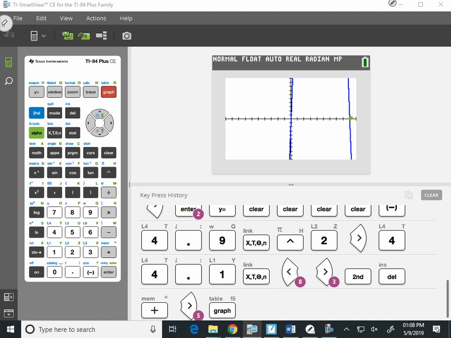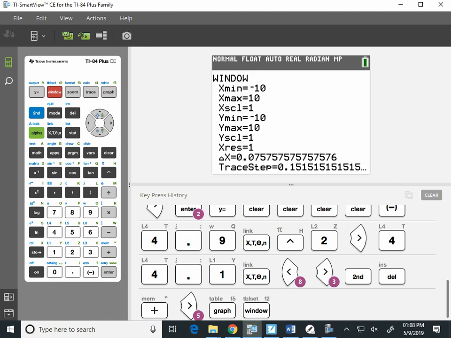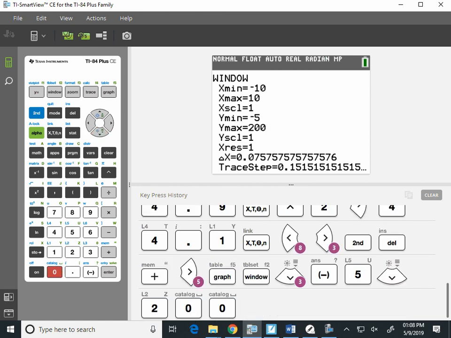I need to adjust my Y value in my window. To adjust your Y value in your window, go to Window. My X values are fine, but I'm going to adjust my Y's. I'm going to keep it a little bit below zero. So I'm going to do -5 just so I get a good picture of where it lands. But I'm going to go to like 200, and I'm going to count by 25.